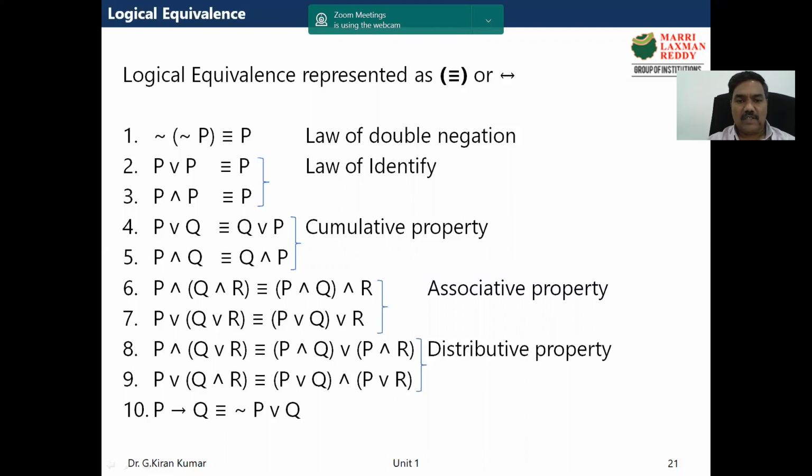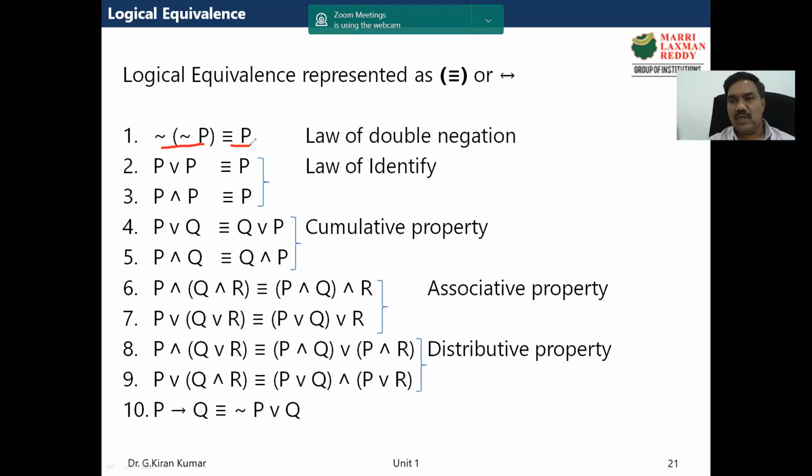Yeah, the first one is the law of double negation. It says that negation of negation p is logically equivalent to p. That means if we negate a proposition two times, we get the original fact. Then the next one is p or p is logically equivalent to p, and p and p is also logically equivalent to p. So this comes under the law of identity.